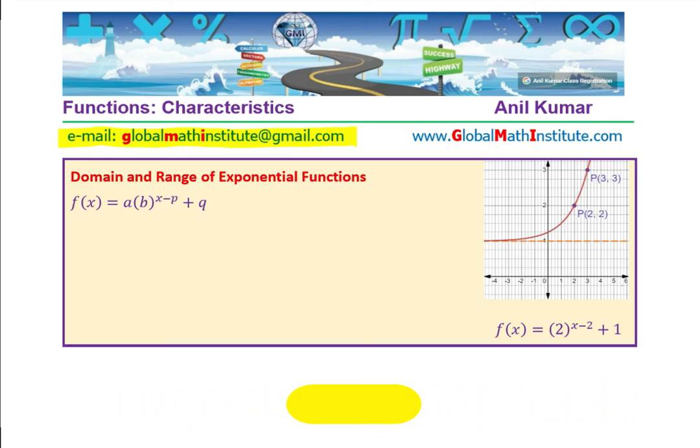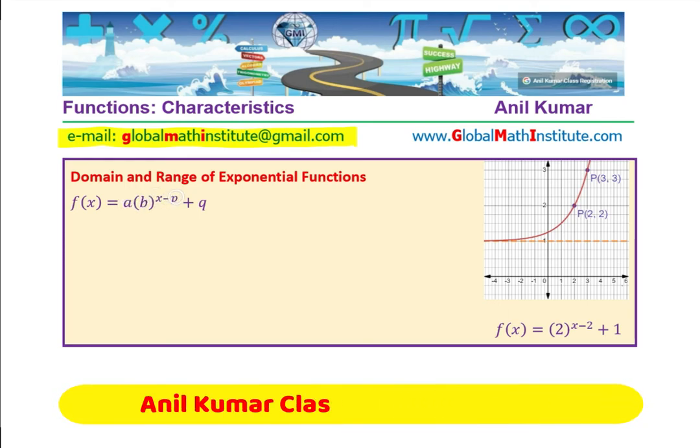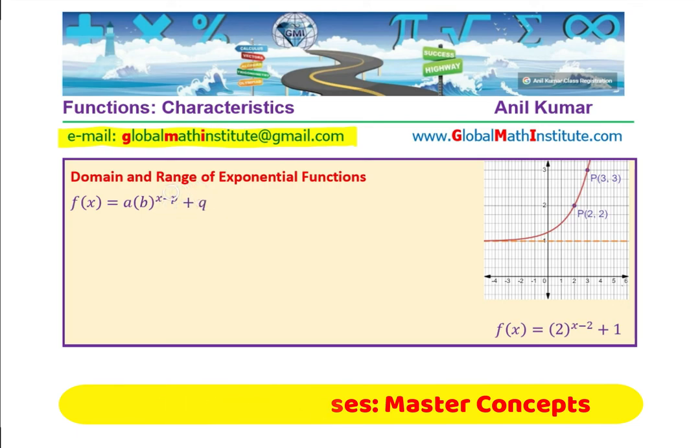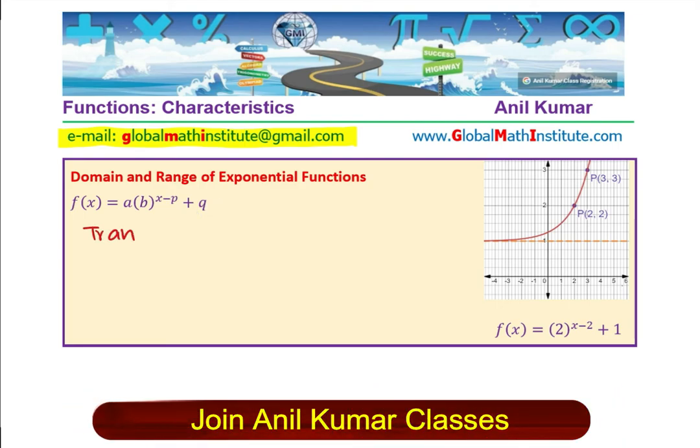So we have taken an exponential function, a times b to the power of x minus p, plus q. So you must have realized by now that the major part of domain and range is mainly because of the translations, right? P and q. So it is the translations which change, right?